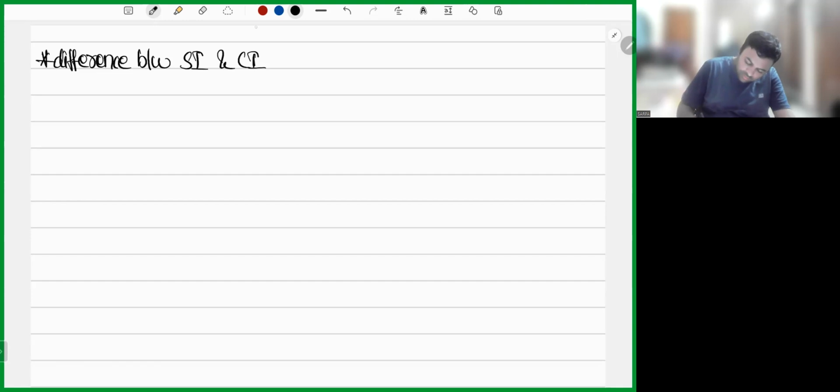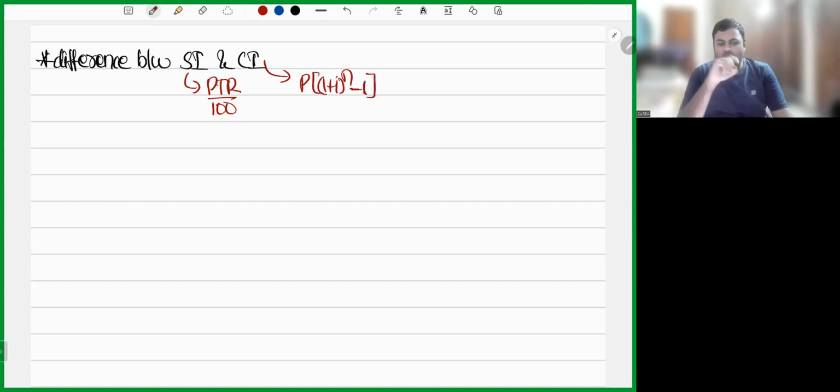What is the formula for simple interest, my dear friends? Formula for simple interest is PTR by 100. Formula for compound interest, P into (1 plus i) whole power n minus P. Or else you can even write it like this, if you don't want to write like this: accumulated amount minus principal, P into (1 plus i) whole power n minus 1. Okay. Now, what is the difference between SI and CI?